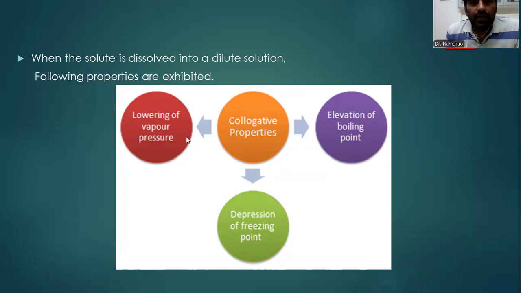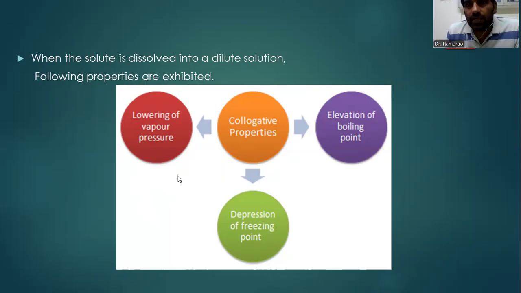Now here, if you see the circle, vapor pressure, boiling point and freezing point. These are not colligative properties. Vapor pressure is not a colligative property. Boiling point is also not a colligative property. Also freezing point, individually they are not colligative properties, but lowering of vapor pressure is a colligative property.